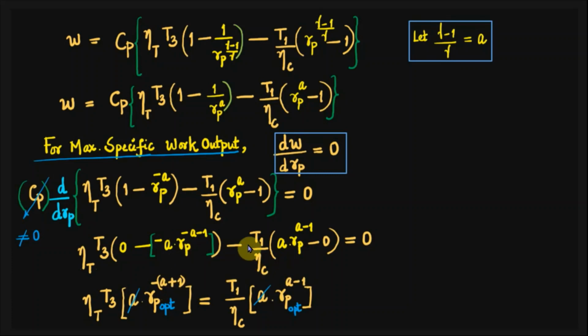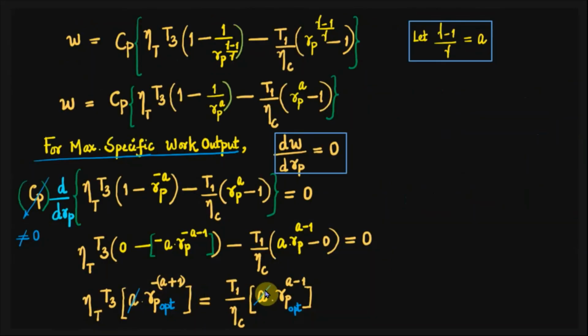Now taking the second term to the right hand side, that is now T1 by eta c into A into Rp raised to A minus 1. Remember, now this Rp has become Rp optimum because you have done the differentiation and you have equated the left hand side to 0. So now this Rp pressure ratio is the optimum pressure ratio. Now we are going to simplify that.